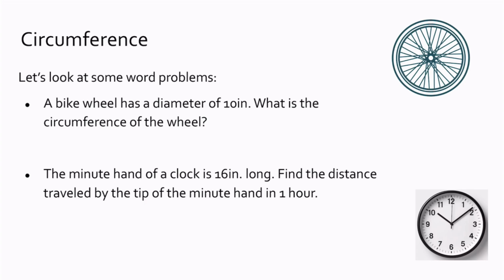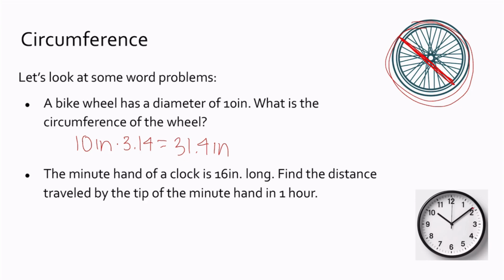Let's look at a couple word problems. Pause this video and give these a try. All right, so if I'm looking at this bike wheel and I know that the diameter is 10 inches, what is the circumference of this wheel? So I take the diameter of 10 and I multiply it by 3.14, and I get 31.4 inches.